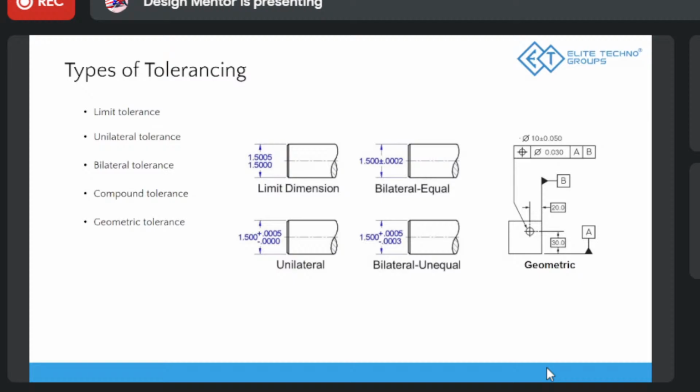Then we have bilateral unequal, where the lower and the upper tolerance limit are both not equal. In the bilateral one, we have the equal, like upper tolerance and lower tolerance both are equal. They're not equal here. Now, geometric tolerance, which we'll learn today, is something very different, right?